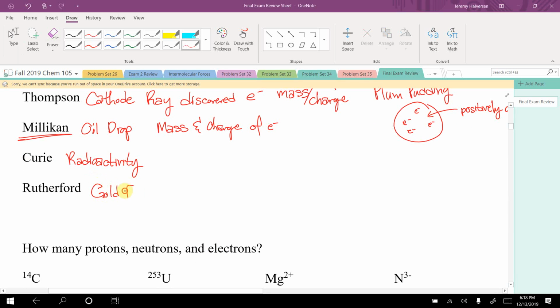And then what did Rutherford do? Gold foil. So what did he discover? The nucleus. Okay. And so that led us away from the plum pudding model into what model? Yeah, we call it the nuclear model or the Bohr model, I think.